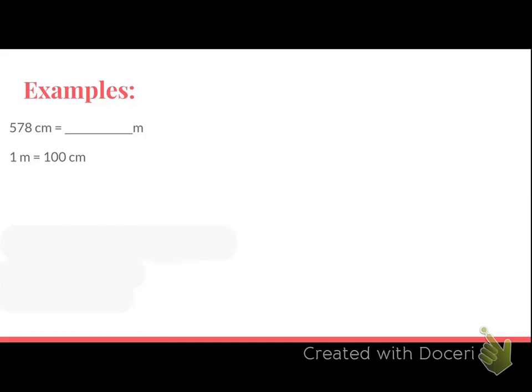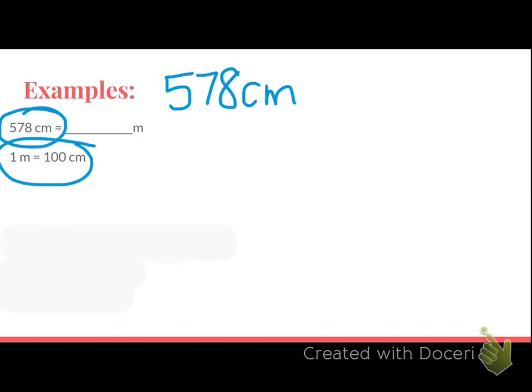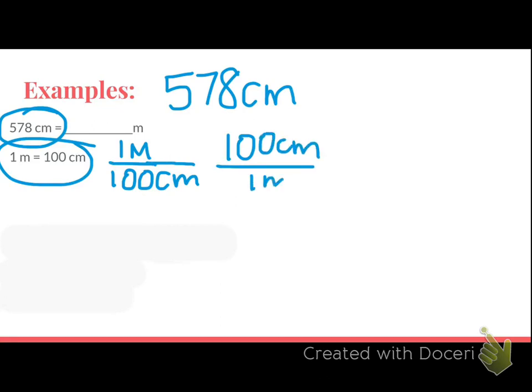So the way that we're going to do this and use the factor label method is you're going to start with what you're given. So I'm given that I have 578 centimeters. Okay, and then what I'm going to do is I'm going to do a multiplication and a division using this right here as an equivalence statement. So remember, I can write this two ways. 1 meter is the same as 100 centimeters, but I could also write it as 100 centimeters over 1 meter. Either one of these is a true equivalent statement for my factor label method.